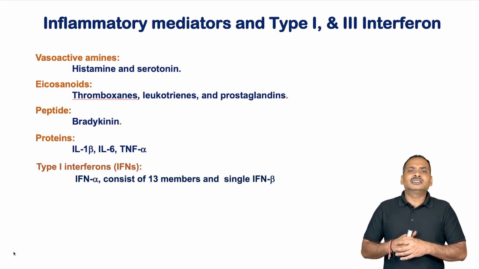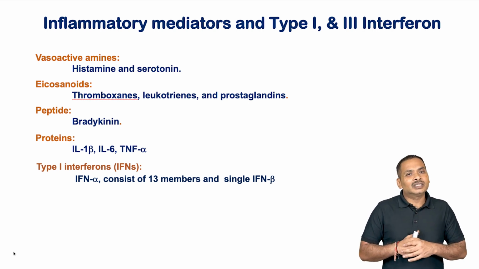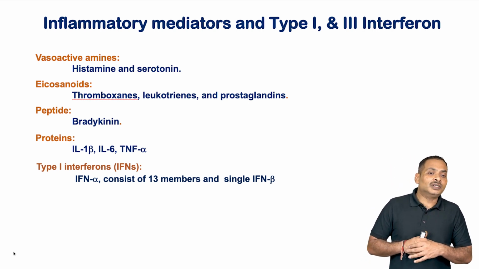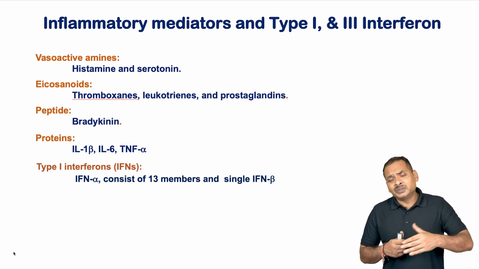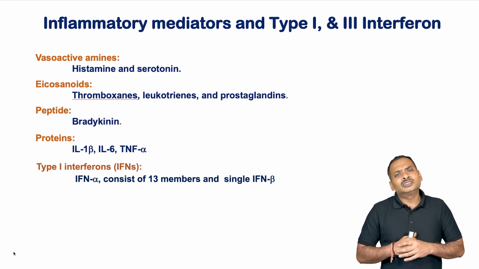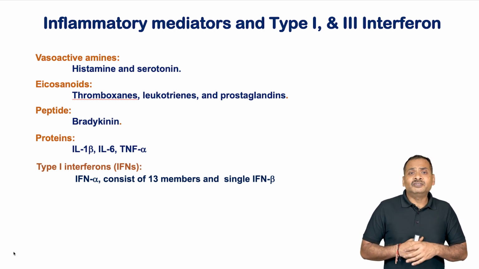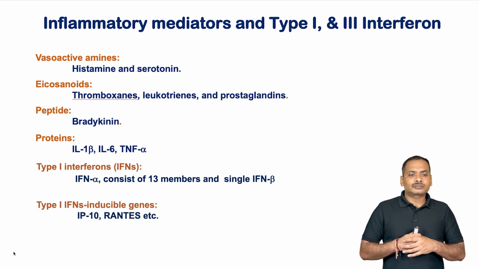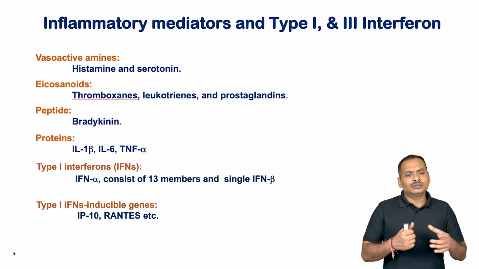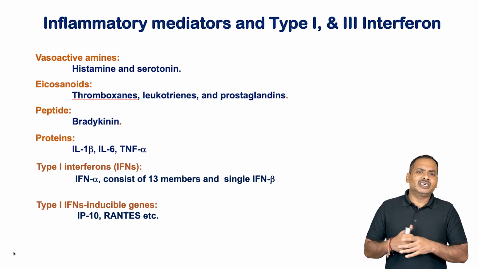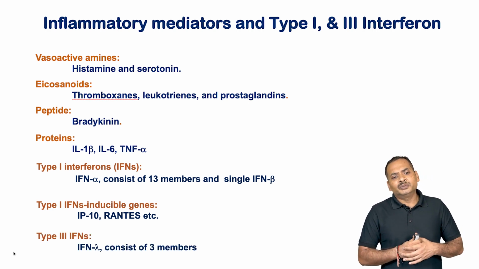In addition, there are type 1 and type 3 interferons. Type 1 interferon basically consists of interferon alpha, which has 13 members, and a single interferon beta. They are synthesized in the presence of the transcription factors IRF7 and IRF3. There is a set of genes which we call interferon inducible genes, basically IP10, RANTES, and there are so many. So, these also play a very important role in antiviral immunity.